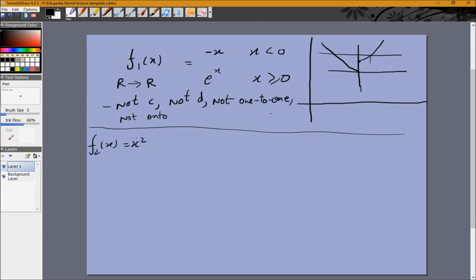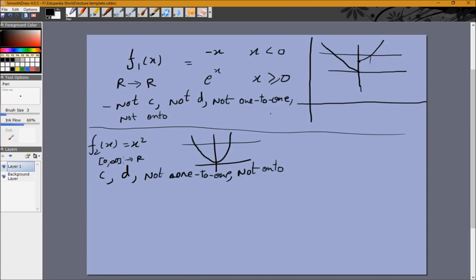That is simply x squared from 0, infinity to R. We know what the graph is. It's like this. So it's definitely continuous, differentiable. It is not 1-to-1 because these two have the same values. And it is also not onto, because the range is given to be R. If the range was given to be 0 to infinity, then it would be onto, but the range is given 0 to R, so it's not onto.